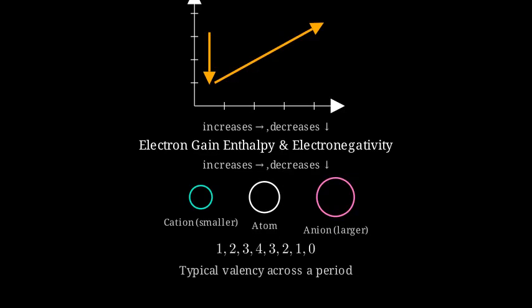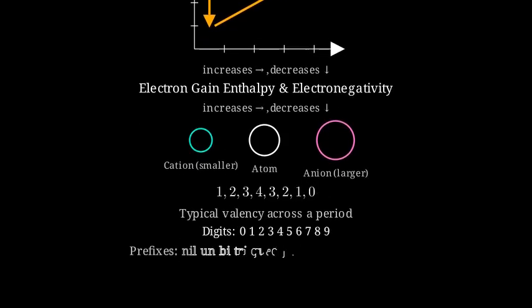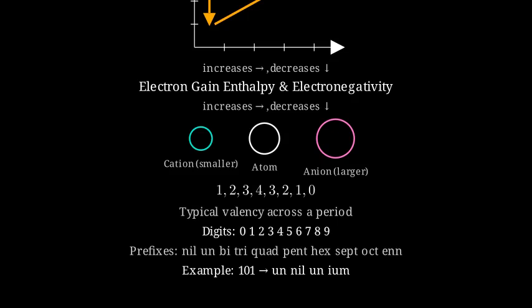Finally, elements with atomic numbers greater than 100 use a systematic naming scheme. Each digit has a prefix, and the name ends with "ium." For example, element 101 is unnil-unium.